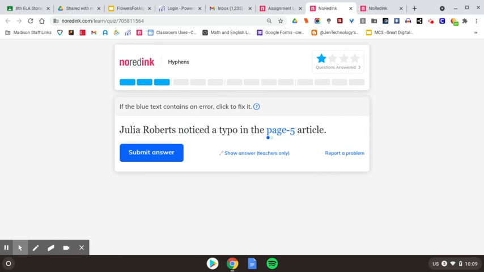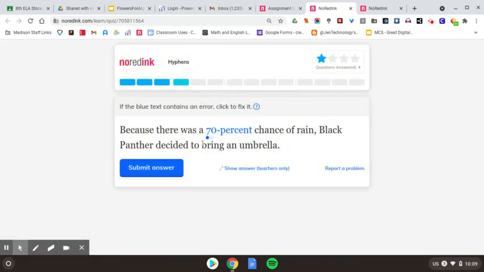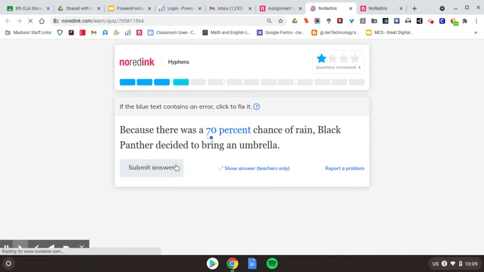Next one, Julia Roberts noticed a typo in the page 5 article. So that was if there was a letter or a number after a word, we don't hyphenate. Because there was a 70%. So again, they have the word percent written out, so we don't want a hyphen there. We'll do one more.